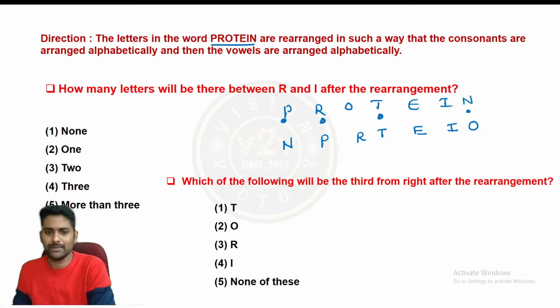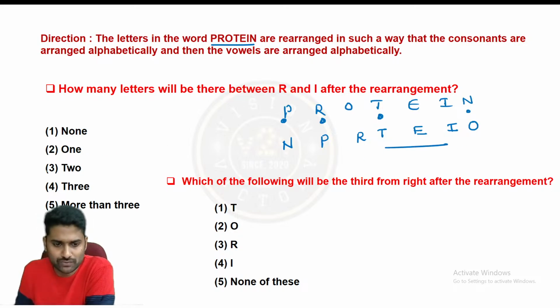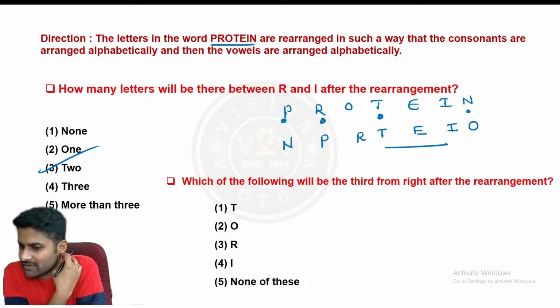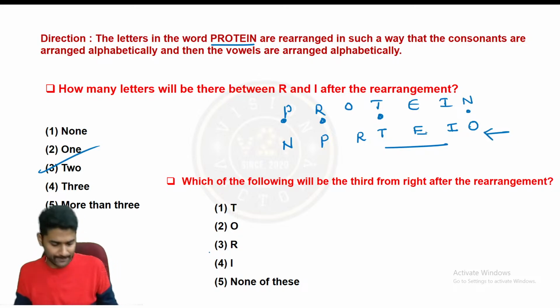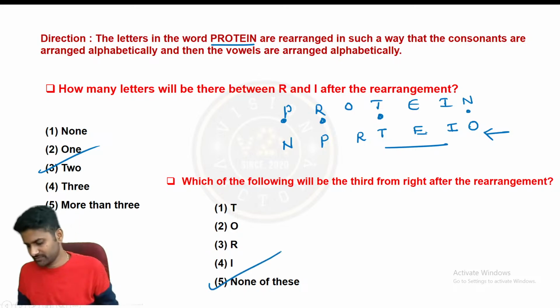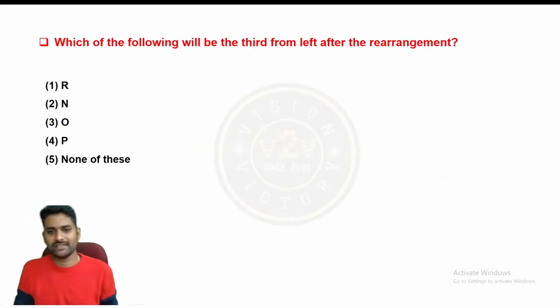Another question. How many letters will be there between R and I after the arrangement? R and I. Only two. Which of the following will be the third from the right after rearrangement? Third from the right: from here, this is right 1, 2, 3. The third from the right is exactly equal to E. So you can't see that option. Choose none of these. And this is for you guys.